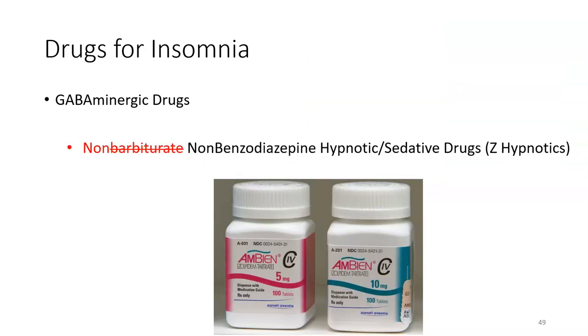Now, again, as I was stating previously, we group what are sometimes referred to as the Z hypnotics or your non-benzo sedative hypnotic drugs. This includes things like zolpidem, which is Ambien that I have pictured here. It can also include zopiclone and Zopalon. They all have Z in the name. That's why they're called Z hypnotics.